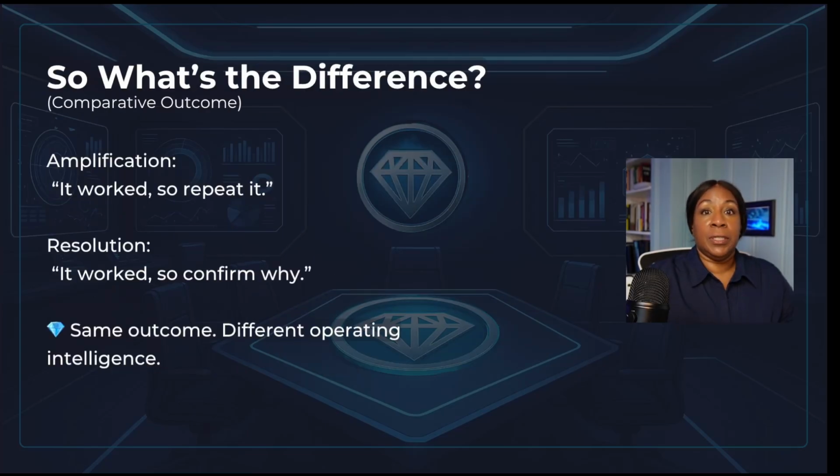So what's the difference? Amplification says, hey, it worked. Let's just do more of it. Versus, it worked, but why did it work? So we can repeat it. And better than just repeating the activity, let's repeat the outcome. Same outcome, different operating intelligence. So we still had more clients, but once we know why a tactic works, then it can become repeatable.